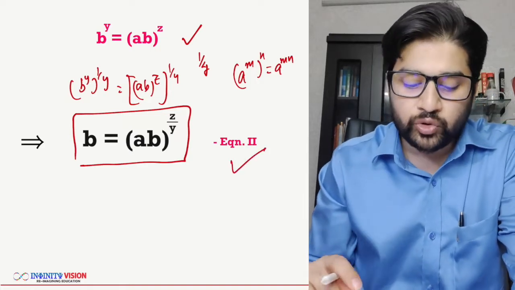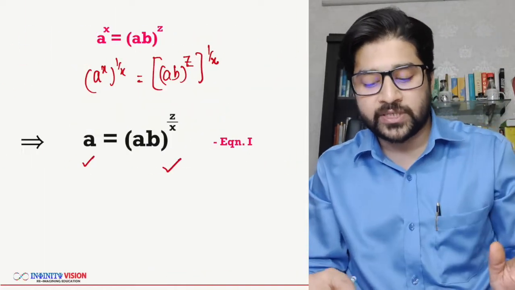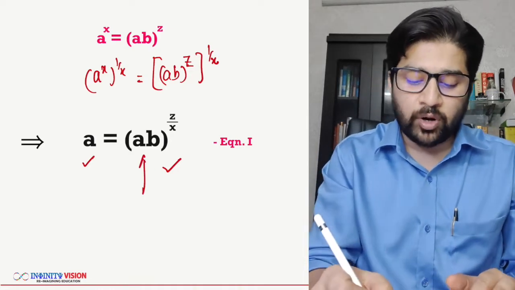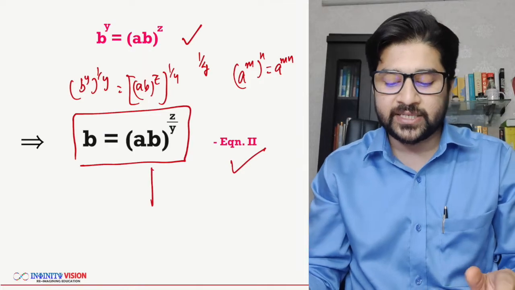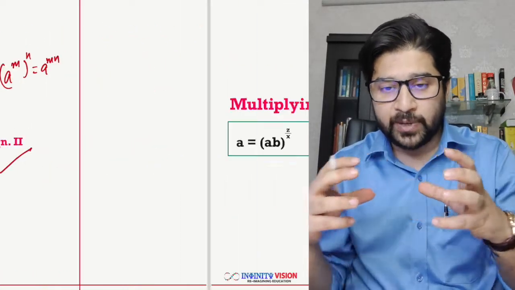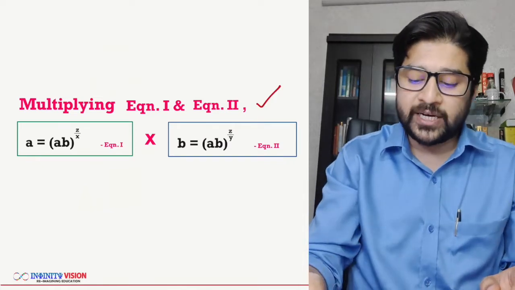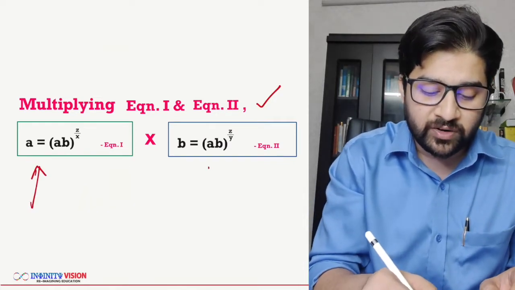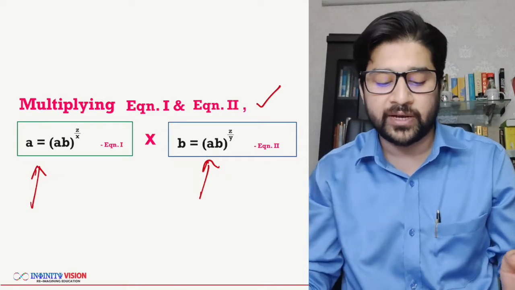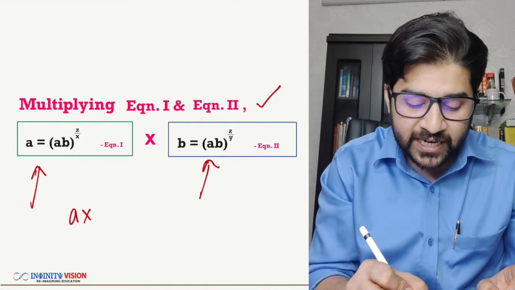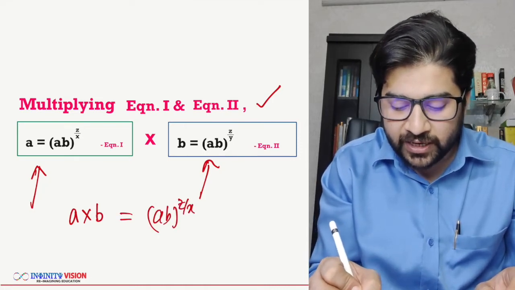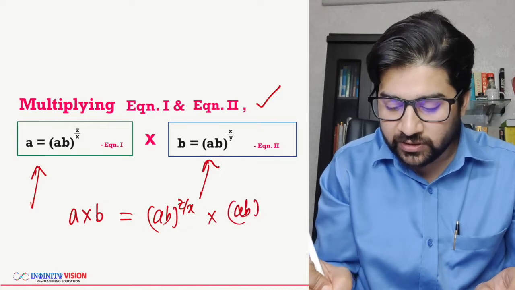Now I got equation 2, which is b equals ab to the power z by y, and equation 1, a equals ab to the power z by x. What is the common thing you see? In the right hand side the base is ab, here also the right hand side has the base ab. So what I can do is multiply equation 1 and equation 2. Multiplying them: a equals ab to the power z by x and b equals ab to the power z by y. If I multiply, the left hand side will multiply with the left hand side of the other equation, and the right hand side will multiply with the right hand side of the other equation.